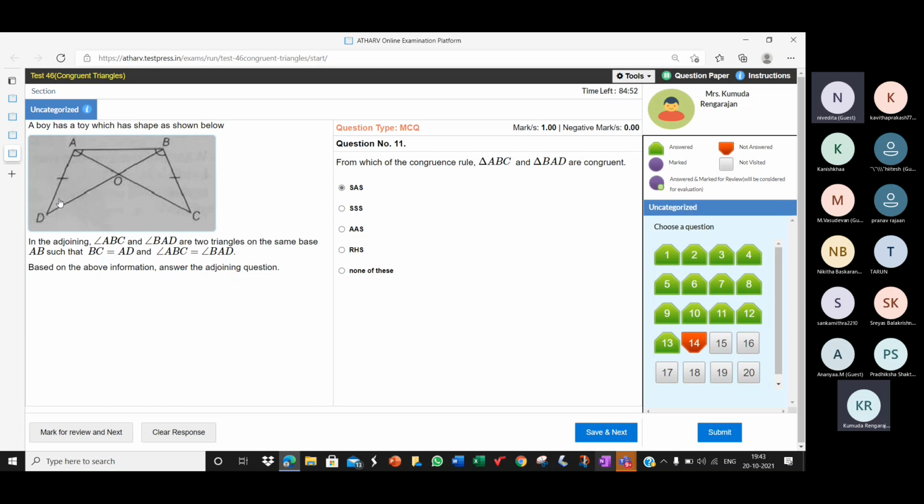So it can also be like this. You can say in these two triangles, that is, in triangle AOD and BOC, one pair of vertically opposite angles, and then this angle of this triangle is equal to this angle of this triangle, and then AD is equal to BC. That also makes AAS. That doesn't change the rule.